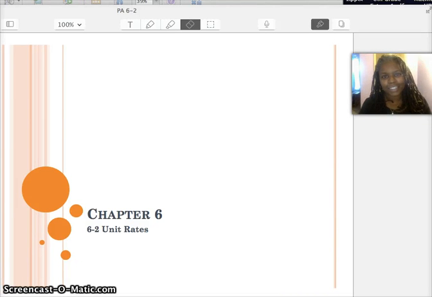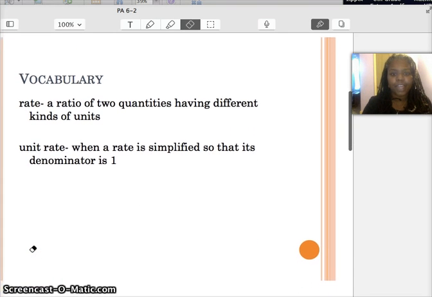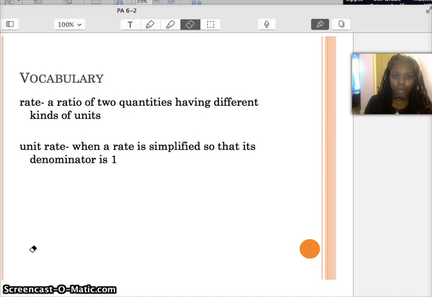Hi friends, we are still in chapter 6 and right now we're looking at section 6.2 and we're going to talk about unit rates. Our vocabulary for today, we've got two terms. They are rate and unit rate. A rate is specifically a ratio of two quantities having different kinds of units.